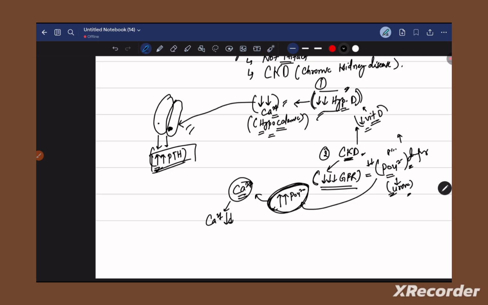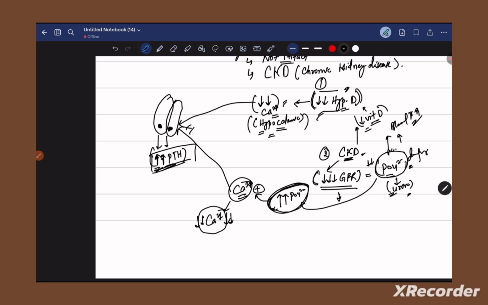Okay, further in CKD there is decreased GFR. That will lead to decreased phosphate dumping in the urine, means building up of phosphate in the blood. Okay, in the blood it will build up, and when it builds up, it will bind with the free calcium present and cause this hypocalcemia. So when there is decreased calcium in the blood, it will further activate these chief cells and will tell the chief cells, please increase the PTH secretion.